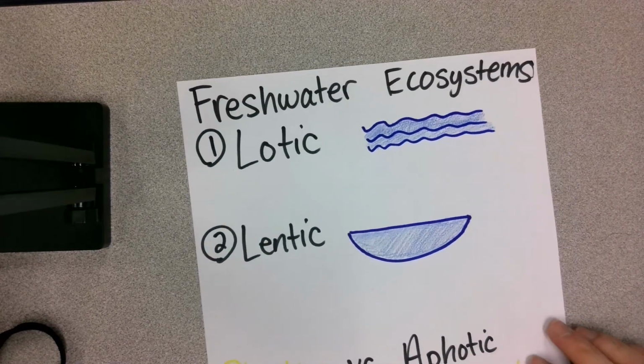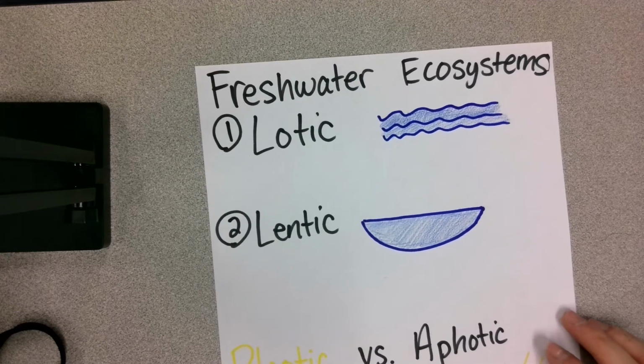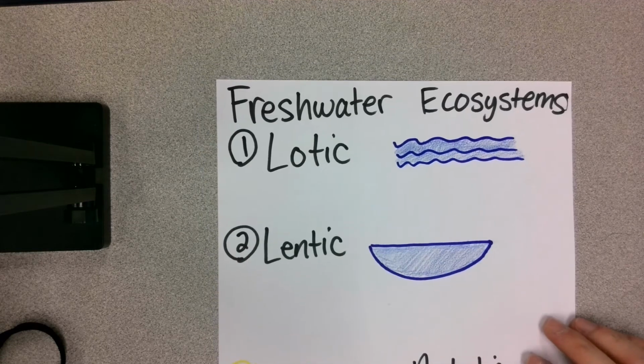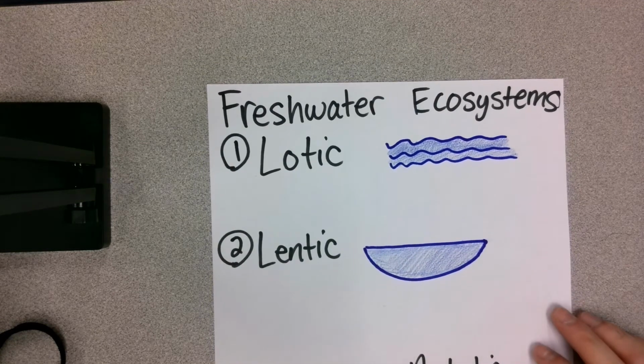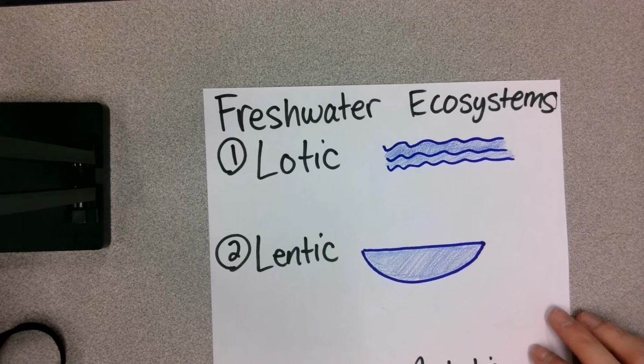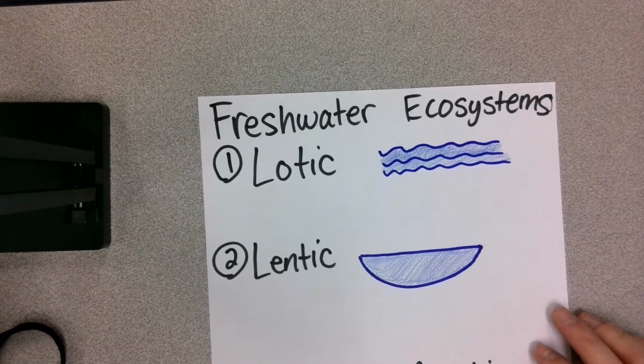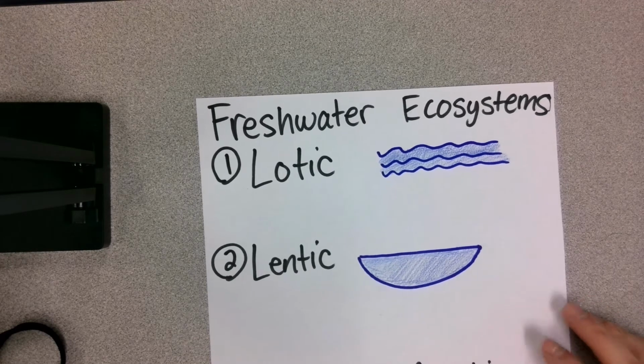Alright, so there are two different types of freshwater ecosystems. And when we talk about freshwater ecosystems, we're talking about ones where the sodium or the salt content is below 1%. So anything that has a sodium chloride percentage above 1% is technically considered marine or saltwater. Alright, so the first type of freshwater ecosystem that we're going to talk about is called lotic.